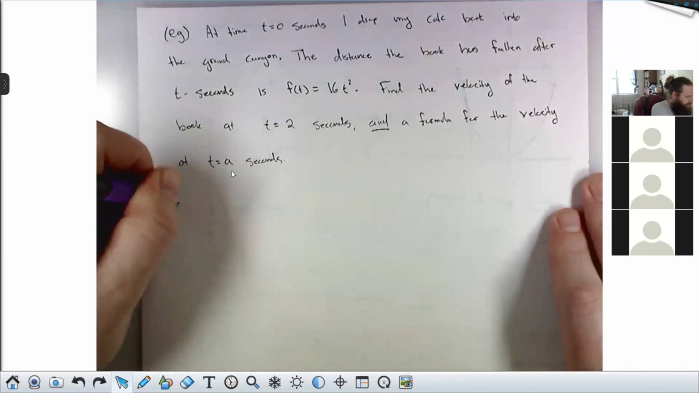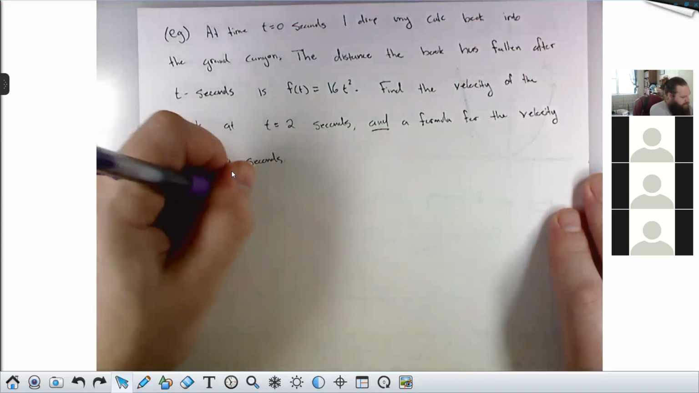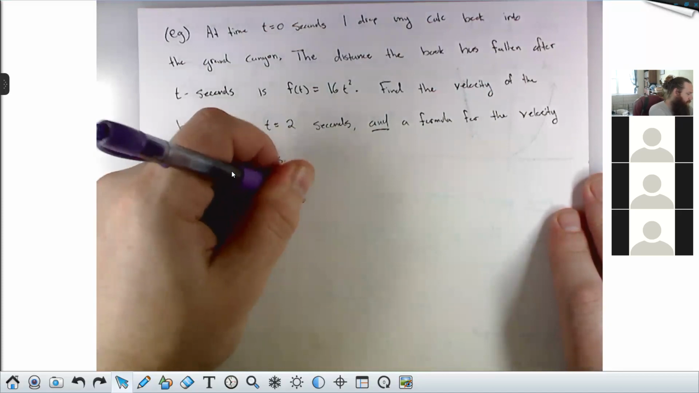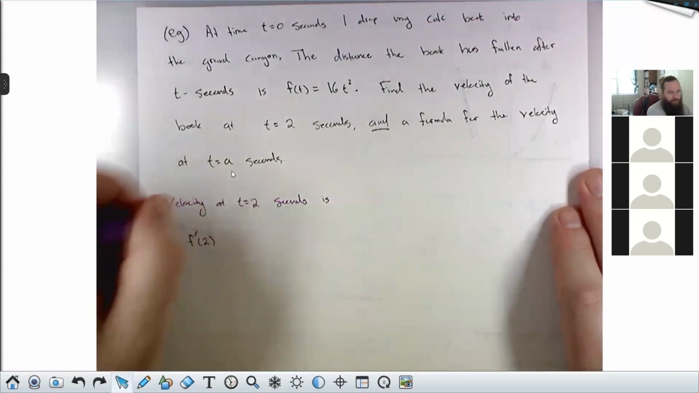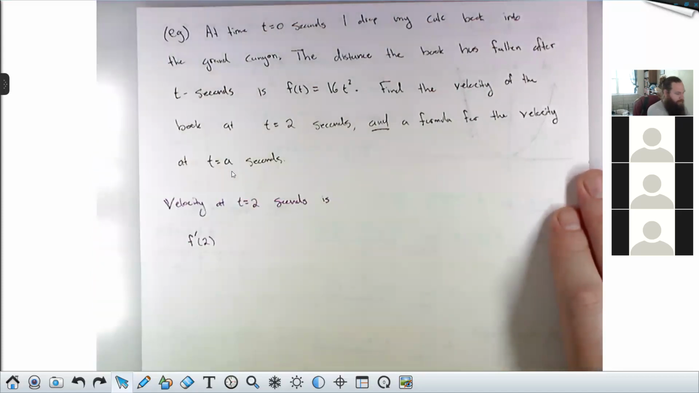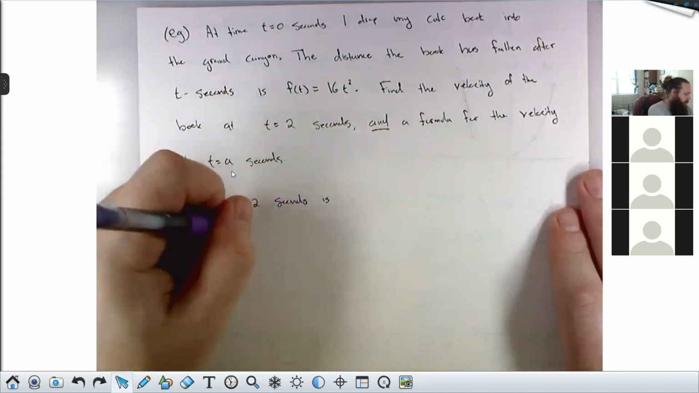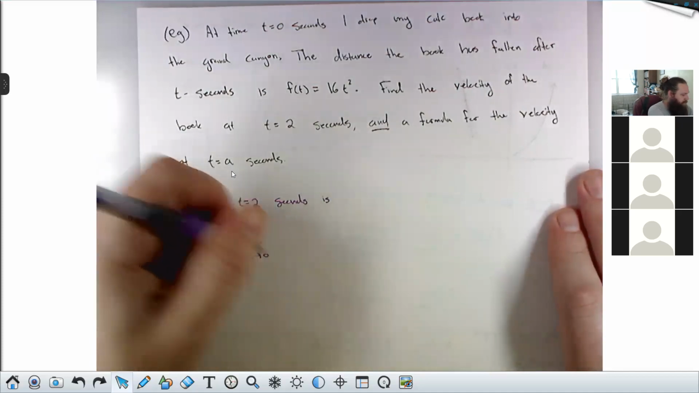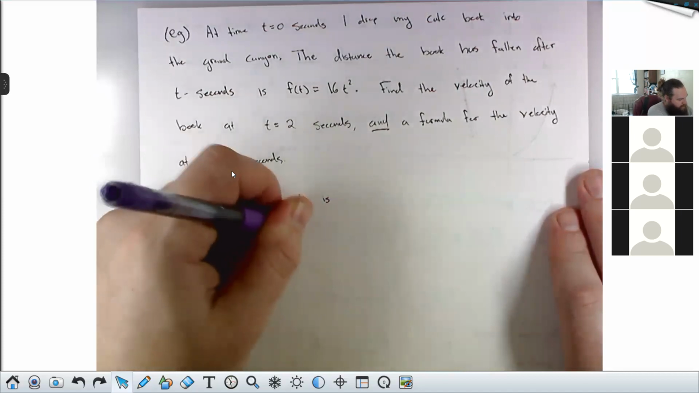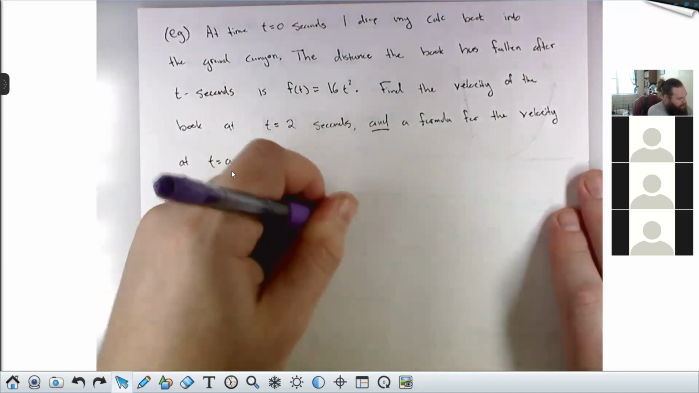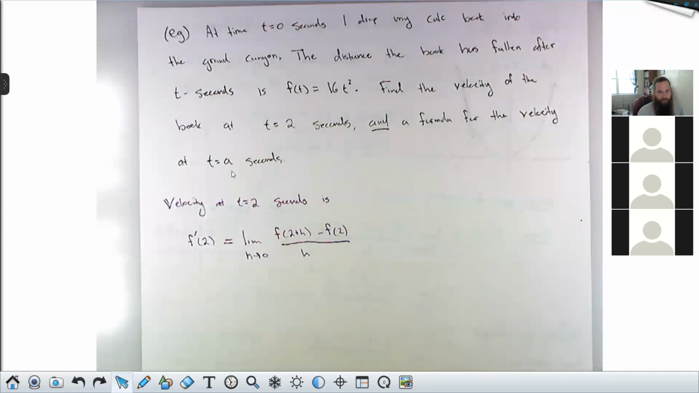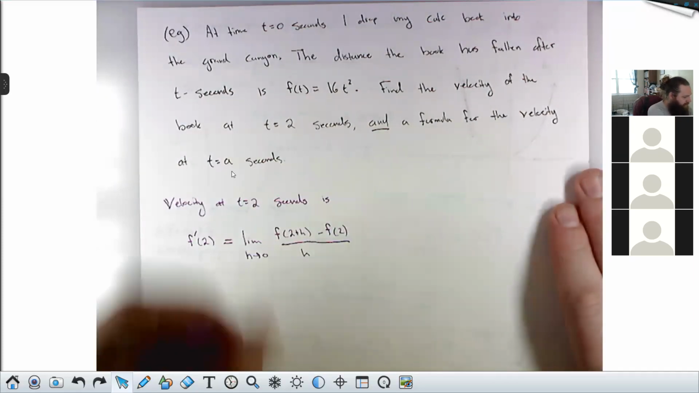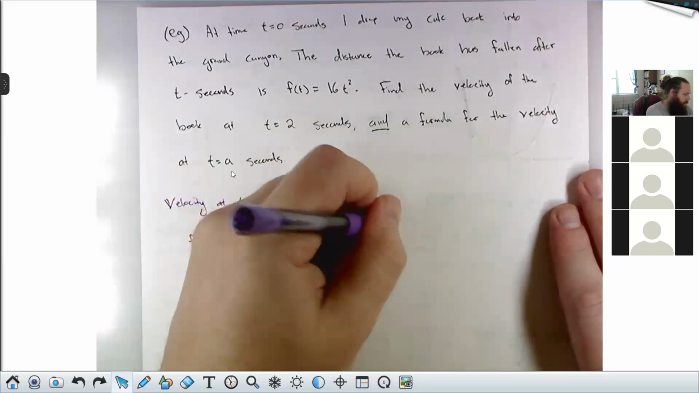So the velocity at t equals 2 seconds is f prime of 2, which by definition is the limit as h goes to 0 of f of 2 plus h minus f of 2 all over h. Very similar to the calculation we just did. In fact, the only difference is going to be that 16. So let's see what we get here.